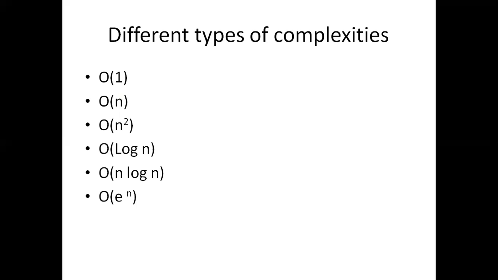Worst case is represented with big O notation, average case is denoted with theta notation, and best case is denoted with omega notation. And here I have shown you different examples for calculating the complexity of an algorithm.